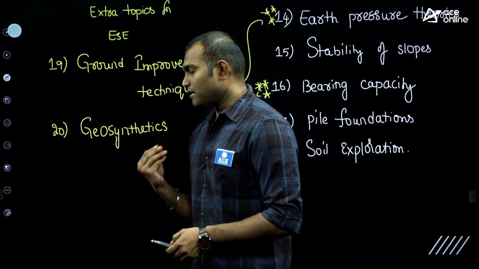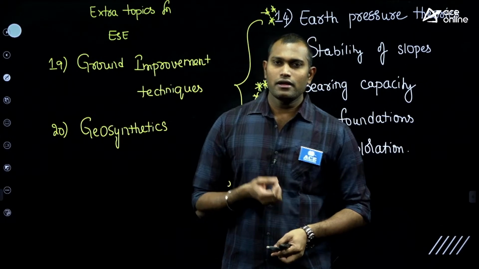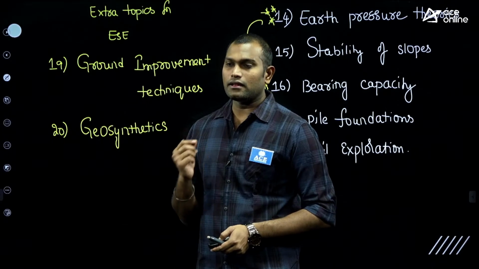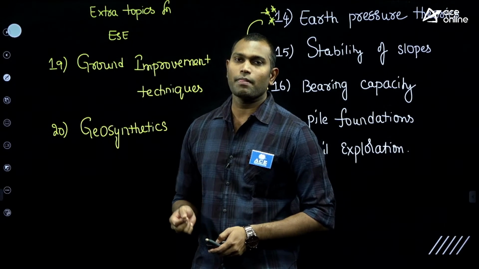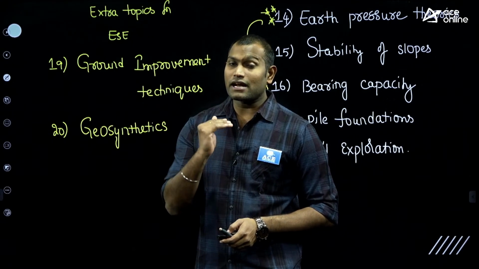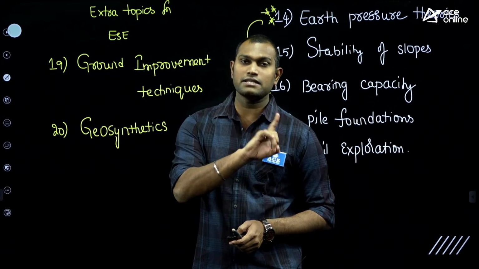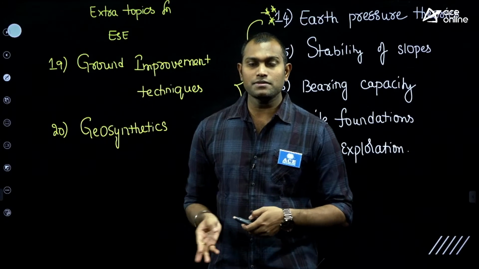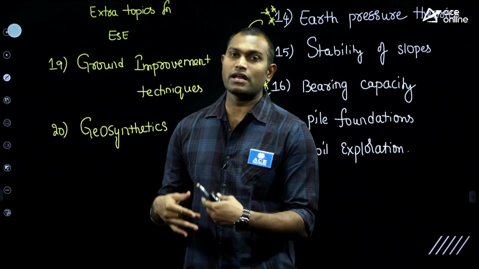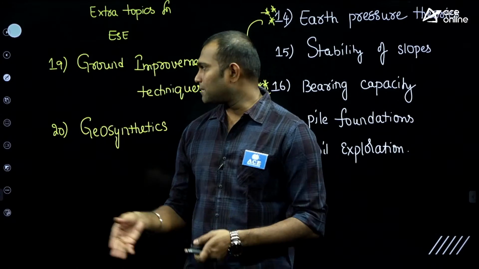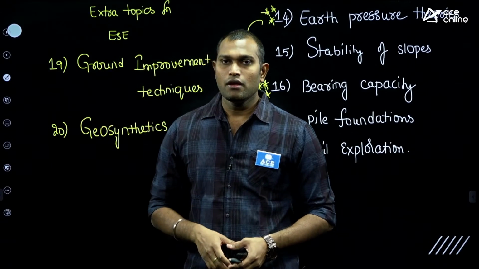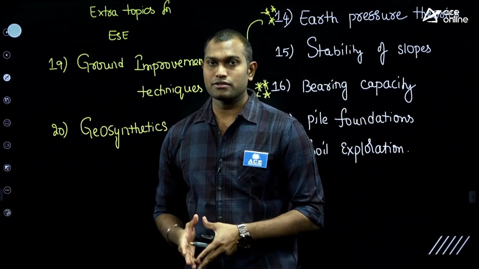So the ESE paper board is following one pattern, the UPSC pattern. Whatever topics they cover for the ESE prelims, they are not touching those topics for the ESE mains. In ESE prelims, they are taking some 7 or 8 chapters, or let's say some 10 chapters out of the 20 chapters. From the 10 chapters, they are giving 15 questions.